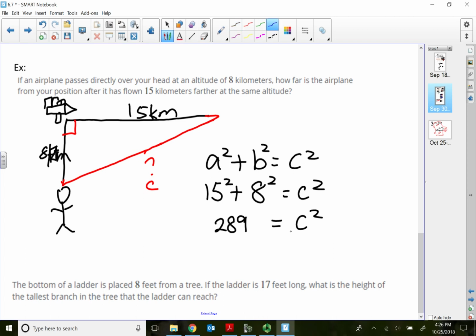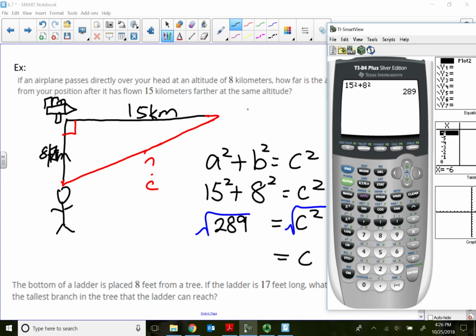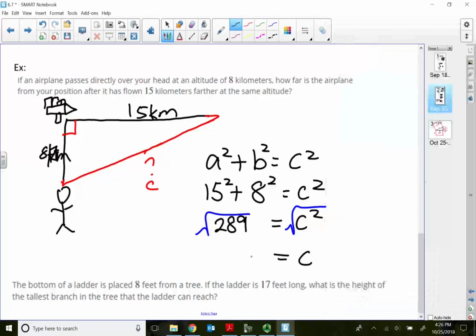Now take a square root on both sides. My answer, C equals, let's see, I don't know if it's a perfect square number or not. I never memorized anything past 15 squared, so I don't know. Oh, 17. So that's exactly 17 kilometers away from my position.